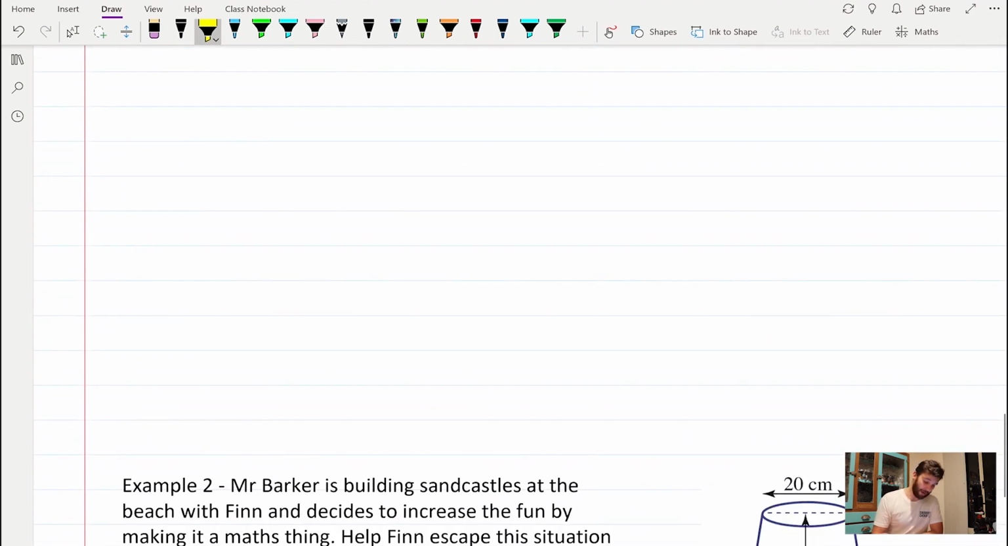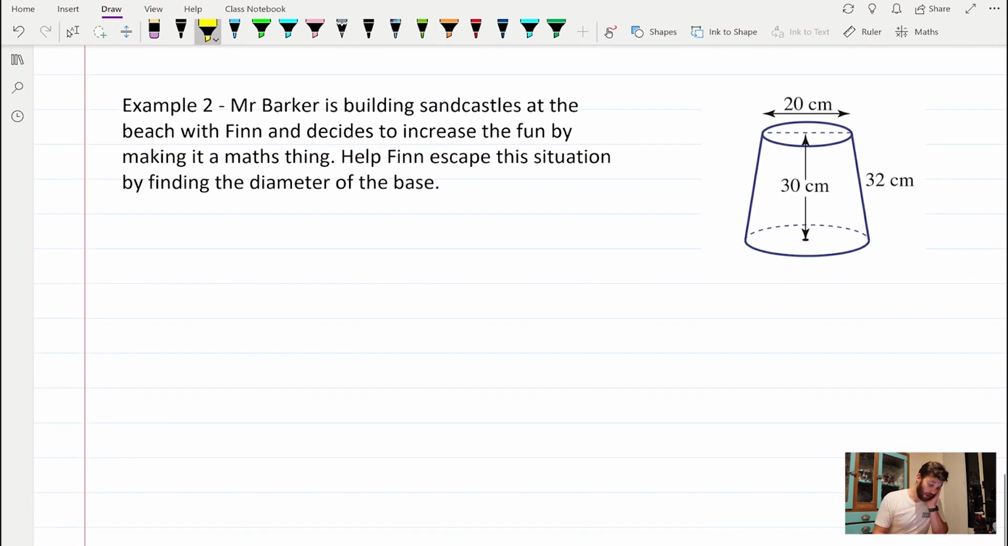Okay, moving on to example number 2. So I'm building some sandcastles at the beach with young Finn, and I've decided to increase the fun by making it a maths thing. That's absolutely something I would do. So your job is to help Finn escape the situation by finding the diameter of the base.